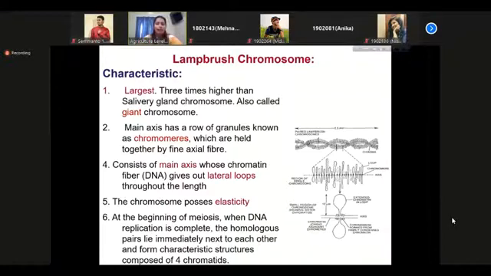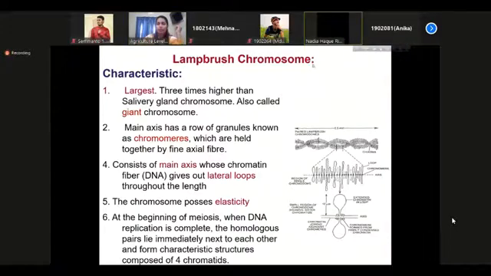The main axis has a row of granules known as chromomeres. You can see the structure of a giant chromosome. It is a segment of a pair of two chromatids. They pair during the zygotene or diplotene. What is it called? Leptotene, zygotene, pachytene, diplotene, diakinesis.